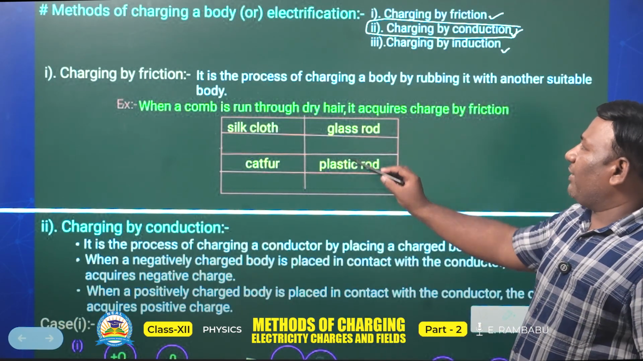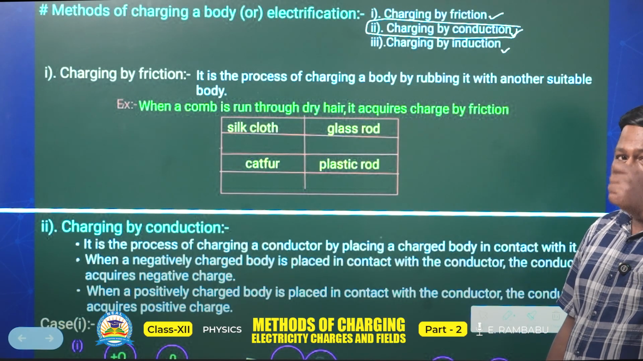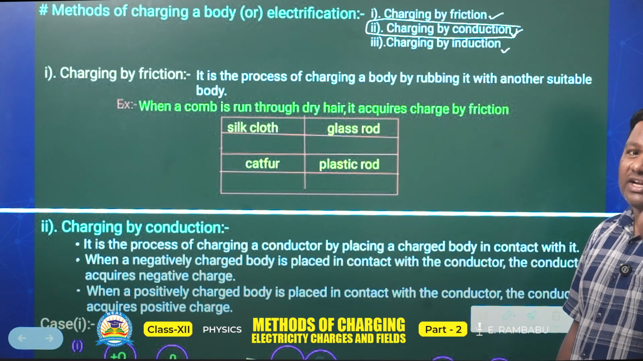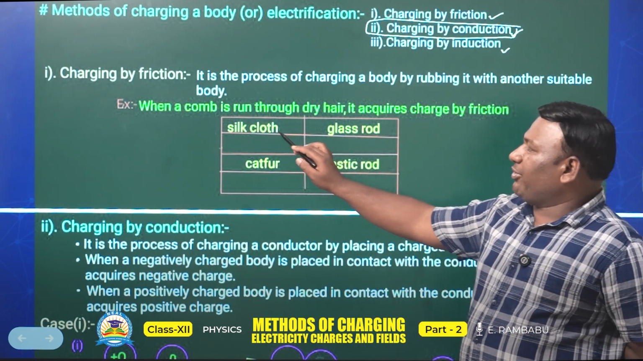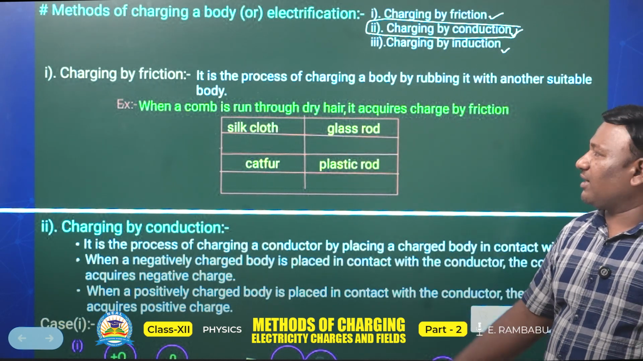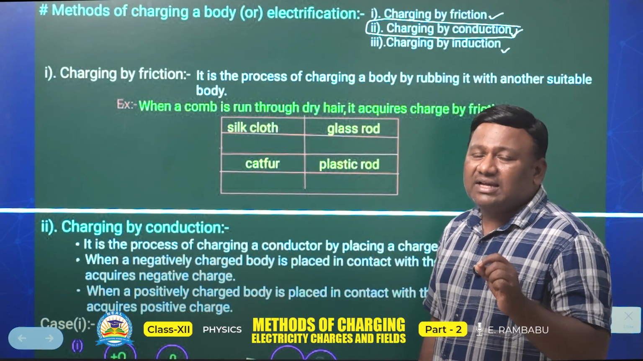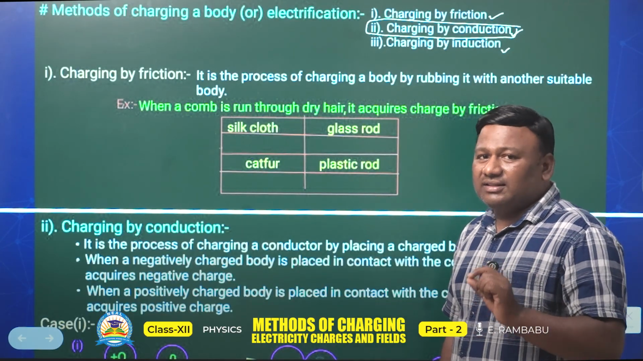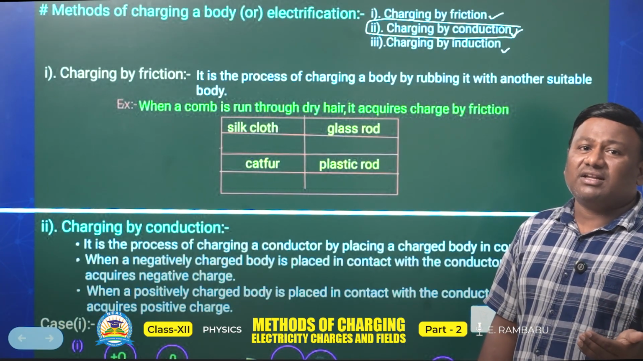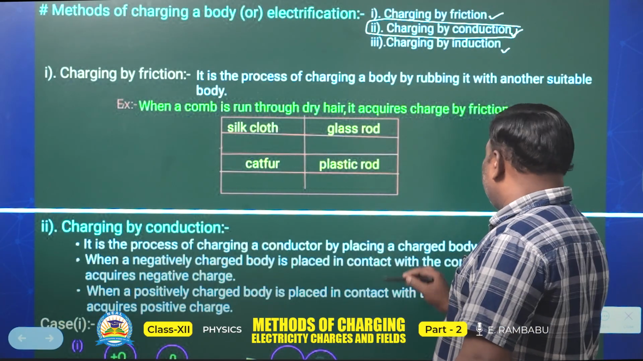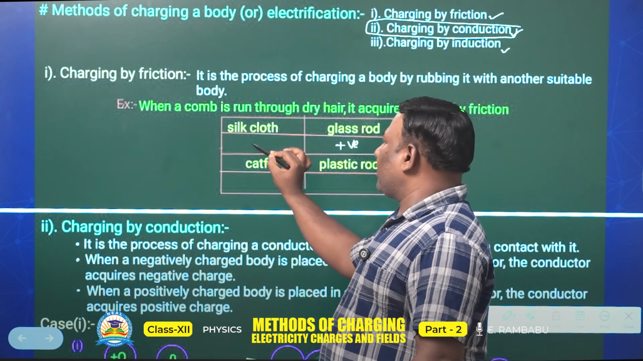For example, when a comb is run through dry hair, after a head bath, and it is taken near pieces of paper, it will attract them. Similarly here also I am going to consider suitable objects: silk cloth and glass rod. Whenever a glass rod is rubbed with silk cloth, the glass rod loses electrons and the silk cloth gains the electrons. Then the glass rod becomes positive and the silk cloth becomes negative.